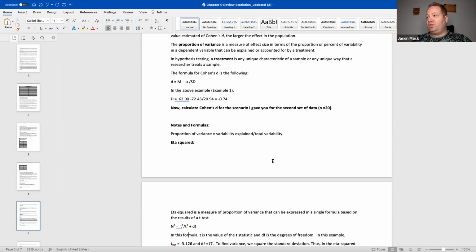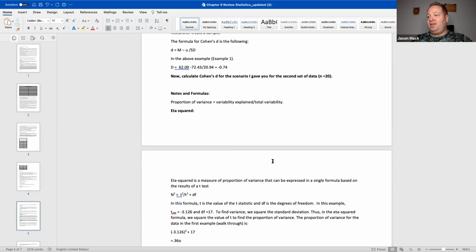Some additional notes. The proportion of variance is variability explained divided by total variability. You also have what's called eta squared. Eta squared is a measure of a proportion of variance that can be expressed in a single formula based on the results of a test.